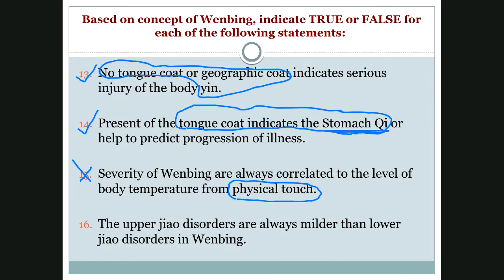Lip color is more accurate in a way to indicate the heat, because the lips are a kind of exchange of mucous membranes in that specific part of tissues and body. Now, number 16, the upper gel disorders are always milder than the lower gel disorders in Wenbing. False, excellent. Because if the upper gel is related with the pericardium, which can lead to death, it can have more severe conditions than a chronic ongoing disorder in the lower gel. So it really depends. If something becomes an absolute statement, usually it very easily leads to incorrect answers.